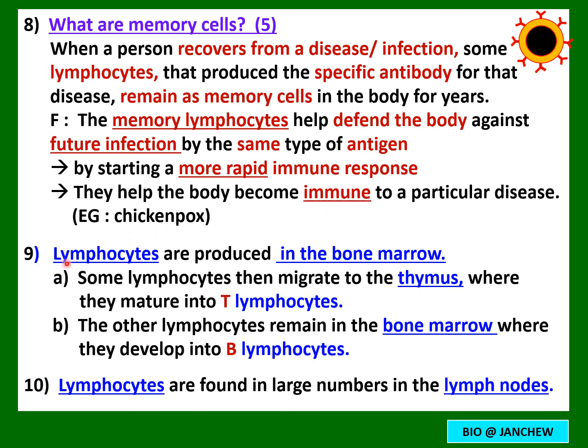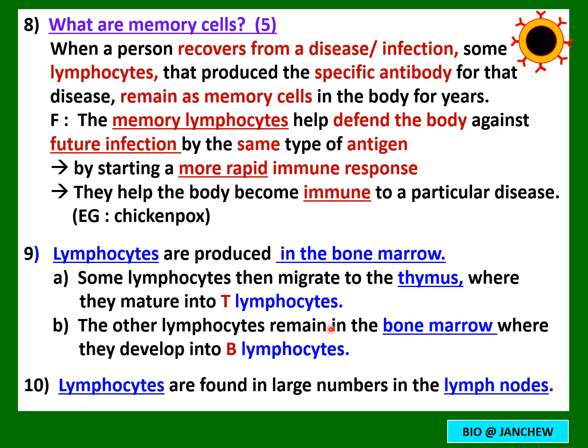Now, number 9, lymphocytes are produced in the bone marrow. After that, some of them will migrate to the thymus, where they develop into T lymphocytes. This is how the T lymphocytes get their name, from the word thymus.